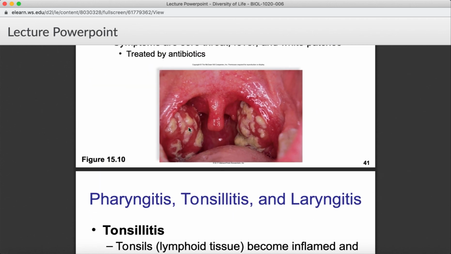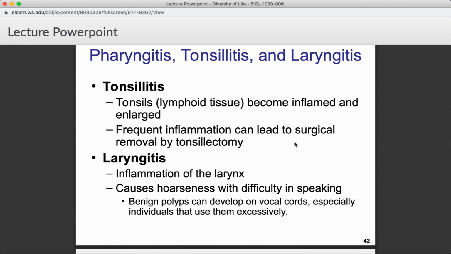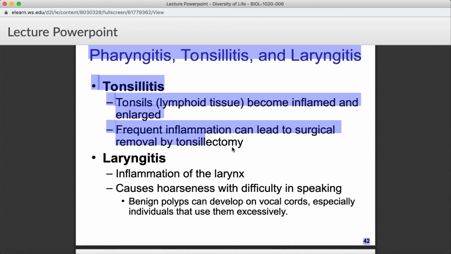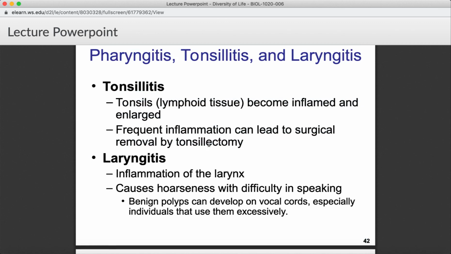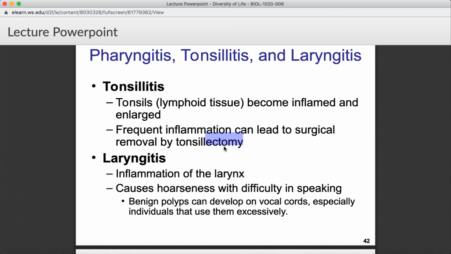Tonsillitis, which is what you're looking at right here. This is really inflamed tonsils. They become inflamed and enlarged. If you get it all the time, sometimes they will surgically remove them, with the suffix ectomy. It's not going to cooperate with me. There we go. This means removal of. So anytime you see this suffix, so tonsillectomy, the removal of the tonsils.